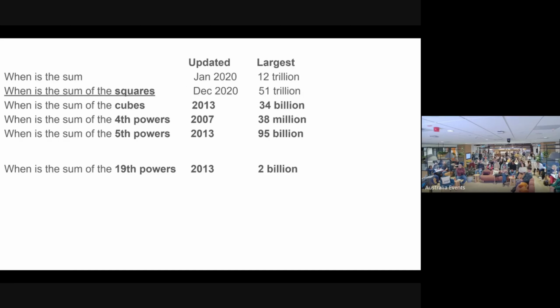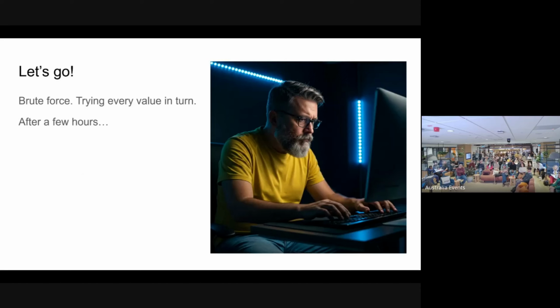So I looked in the OEIS, and I'm doing this in December 2020. And the sum had been recently updated in January 2020. It was up in the trillions. The sum of the squares, as we just said, has been updated. But the other ones, people had thought to do the squares, but no one else had thought, what about the cubes? What about the fourth powers? What about the fifth powers? I think I can get in with these because they haven't been updated since 2013. That's 7 years ago. And the numbers are only in the billions, or the fourth power, it's only in the millions, 2007. Okay. So let's go.